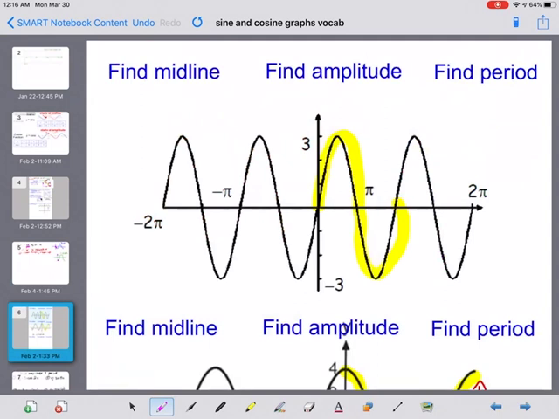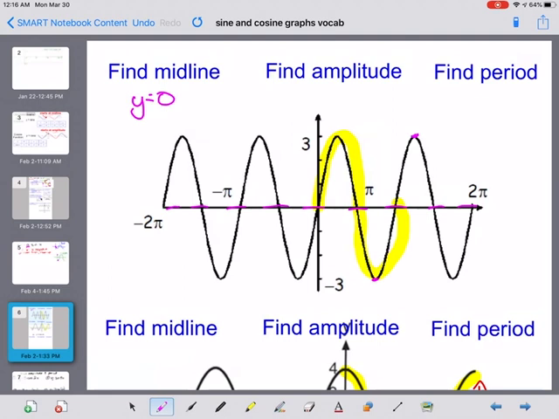So now we're going to practice together. First, we're going to find the midline, the amplitude, and the period from a graph. Okay, we can do this. The midline goes through the middle of the graph. You can look from the top up here, which is at 3. The bottom down here is at -3. So the middle is going to be right here, and that means our midline is y equals 0. Okay, that's a nice and easy one.